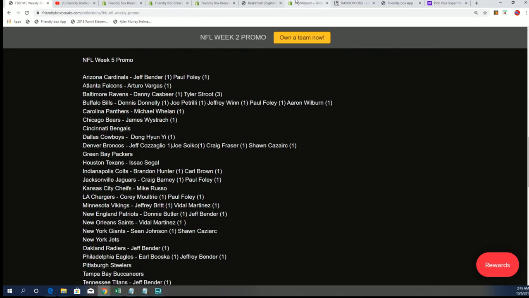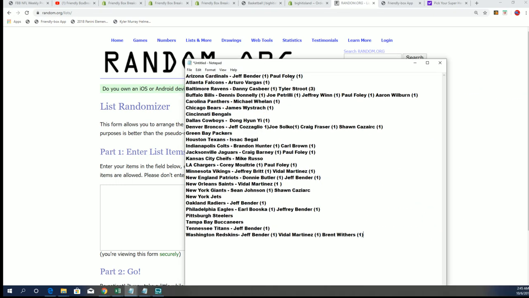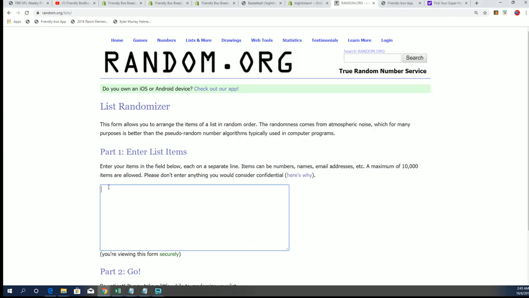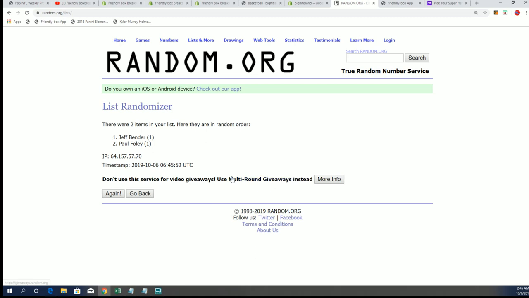Let's go ahead and go down the list here. The first team up for grabs is the Arizona Cardinals, between Jeff B. and Paul F. So good luck winning the Cardinals, you guys. Seven times through. What is it at the top of this average? Seven?